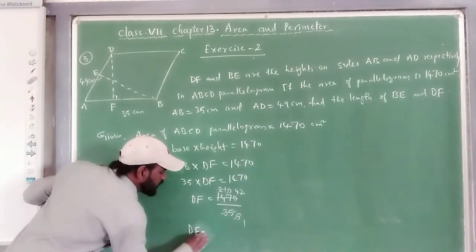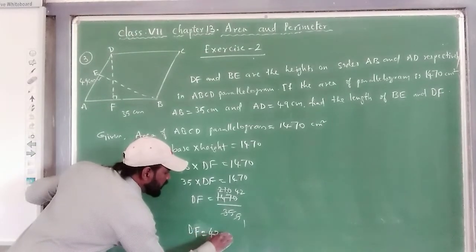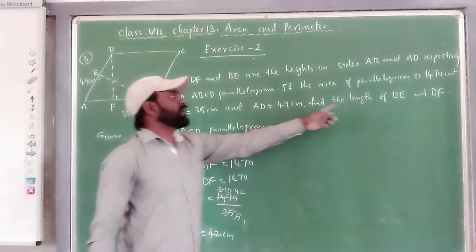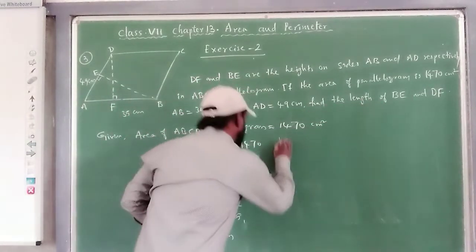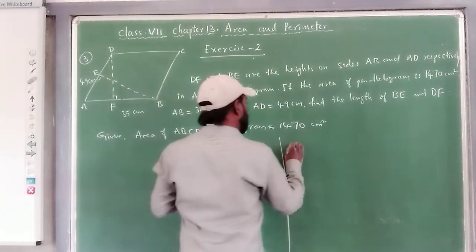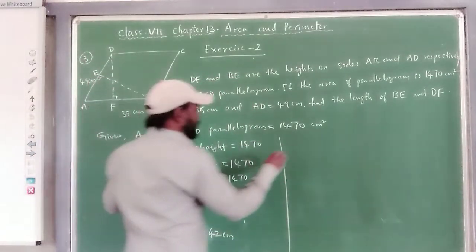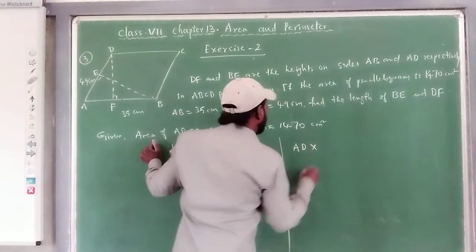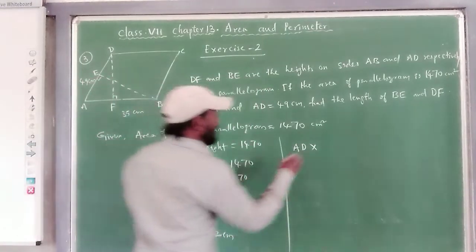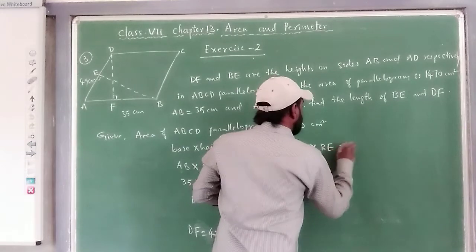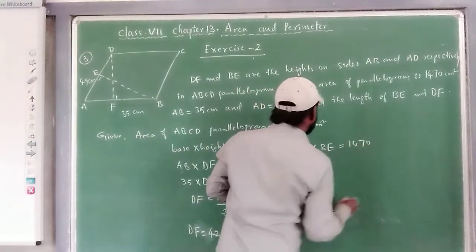DF is equal to 42 centimeters. So again we need to find one more value. What is that? BE. In order to find the BE value, again use base into height. This time you have to take base as AD. So AD into BE. That is the base and height, BE. That is the area of 1470.